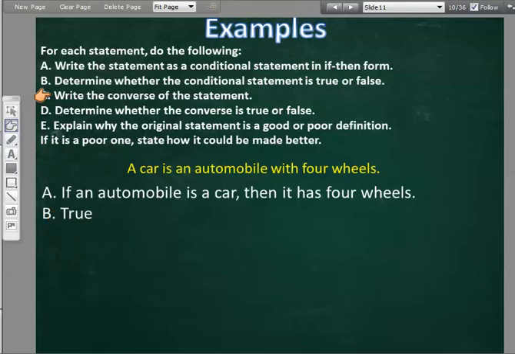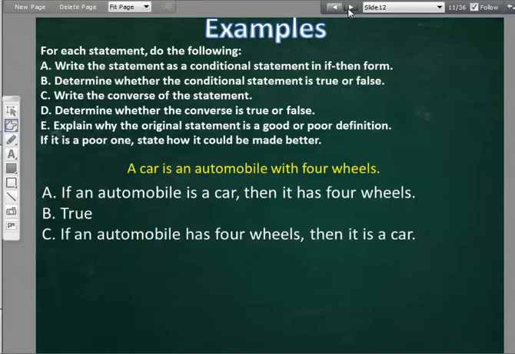So here's part C. Write the converse of the statement. So I'm going to take this if-then statement in part A and I'm going to flip it. If it has four wheels, then it is a car. Okay, that's part C. If an automobile has four wheels, then it is a car. Determine whether the converse is true or false.